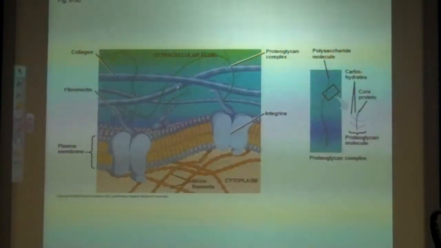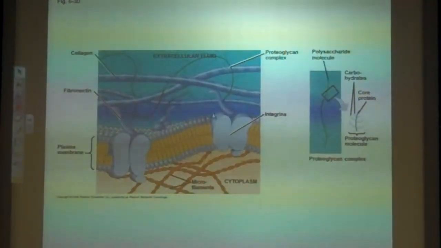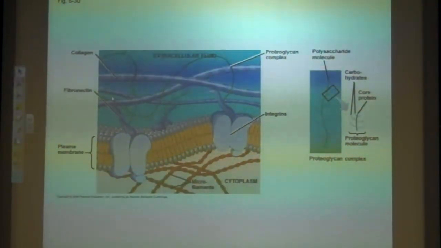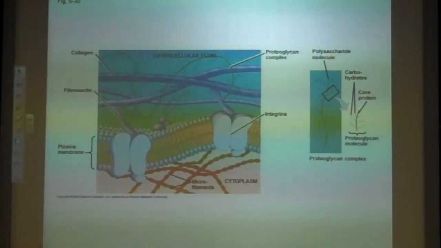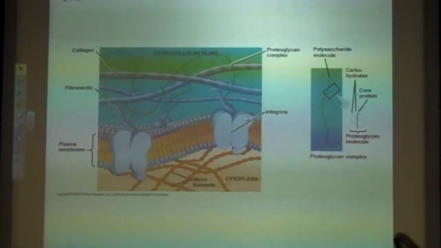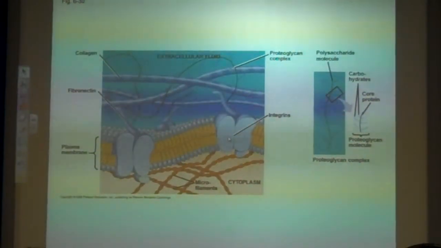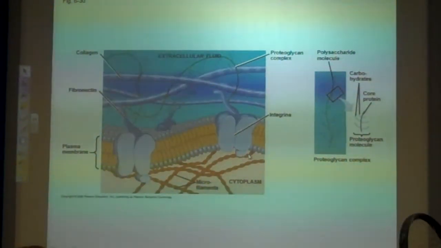We have different types of fibers that are going to be in this extracellular fluid, and they help anchor cells together. So it's not like a glue that sticks them together. It's more of things holding on to other things. What's the integrin? It's a protein that goes all the way through the plasma membrane instead of just being on the outside part.